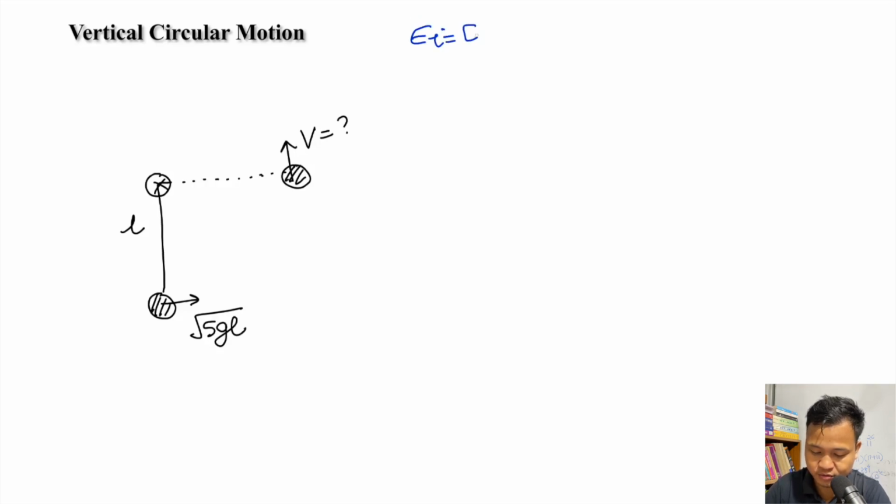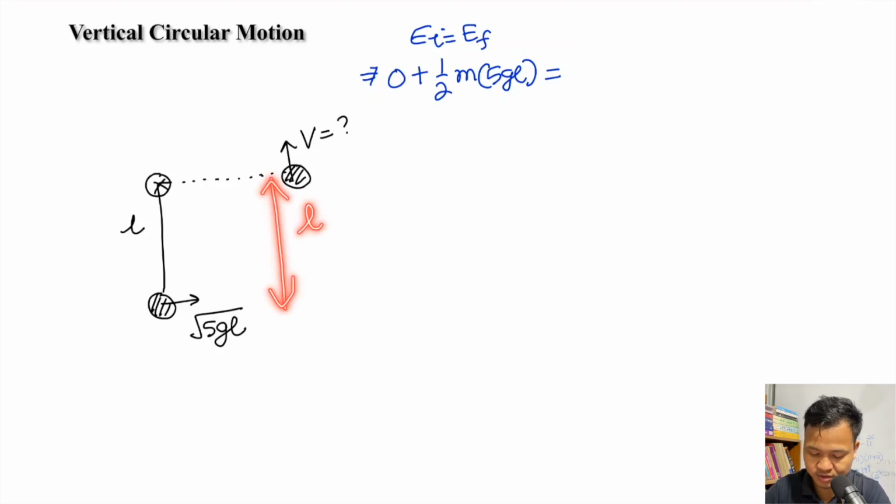So E initial equals to E final. So here you have initial potential energy 0. Okay. Plus initial kinetic energy half mv square. So root 5 ZL square is 5 ZL. Okay. So this is equals to the vertical height L. The potential energy will increase by mzl. So potential energy here is mzl plus, let's say the speed here is v. So mv squared.